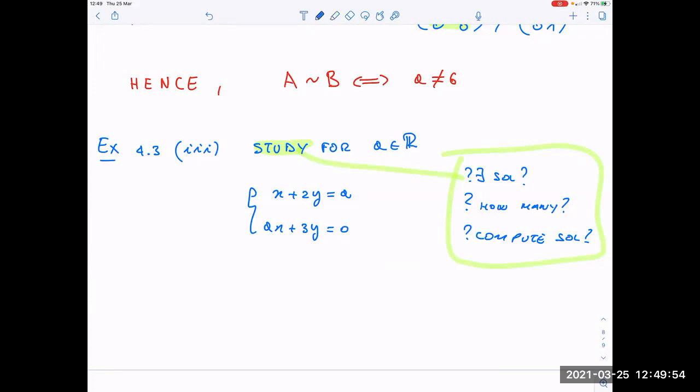Okay, so let's see how we can systematically do this. We don't want to do it by trials. We want to use the matrix associated to the system, and see what we can do with it. Note that in this case, the system is not homogeneous. So we also have to be careful when we solve it, because we have also matrix B.